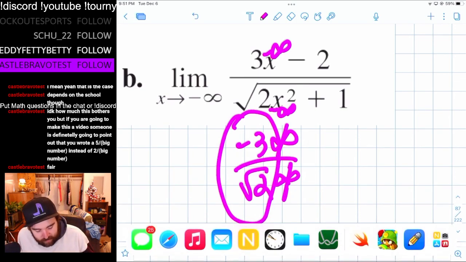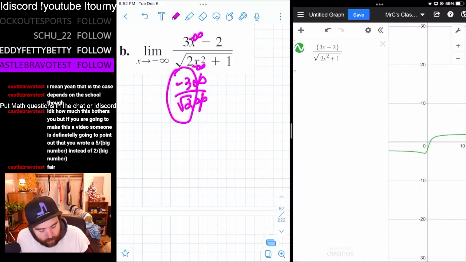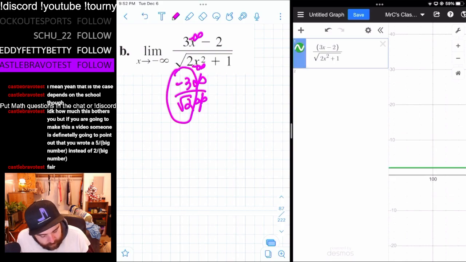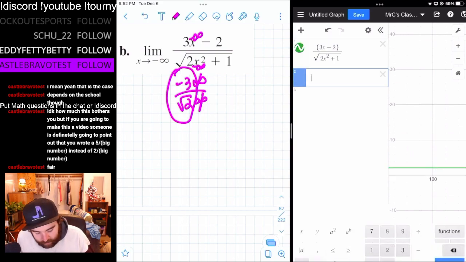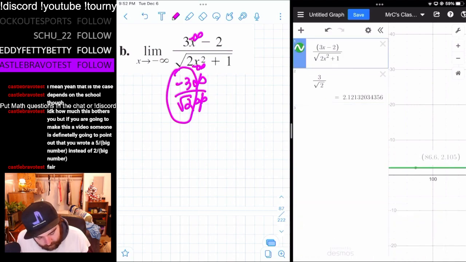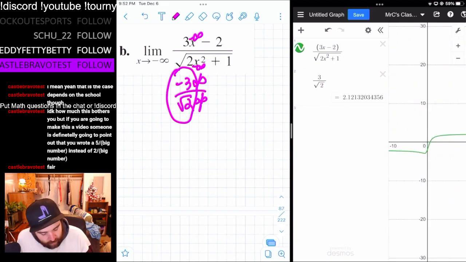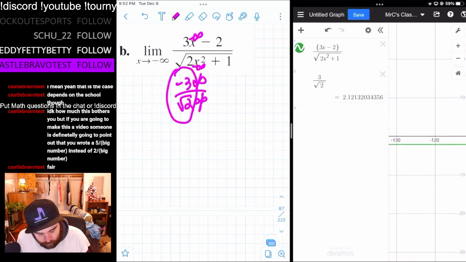So let's look at that on the graph, because this is going to have two different end behaviors then, right? So it's going to go to one number on the left and one number on the right. So we've got 3x minus 2 divided by the square root of 2x squared plus 1. Yeah, and so look, here's our graph. On the right side, you see how it gets closer to that. Is that 3 divided by the square root of 2, 2.12? Getting closer to it, yep. But then on the other side, you see how it's negative. It's on the bottom. So that's getting closer to negative 2.12.